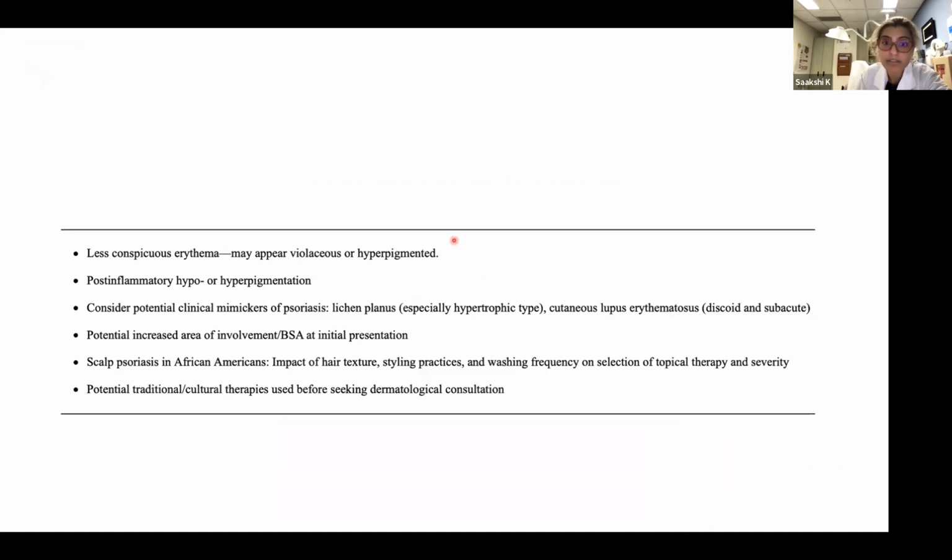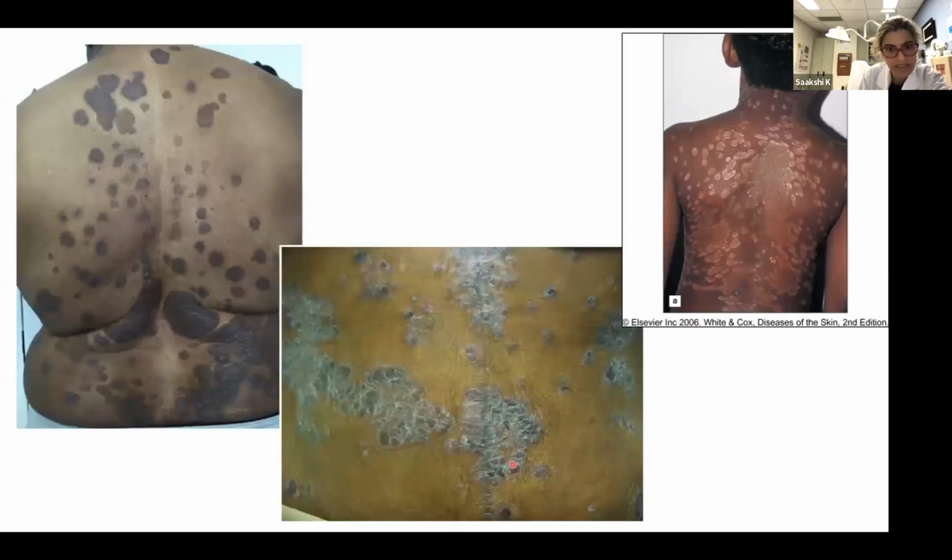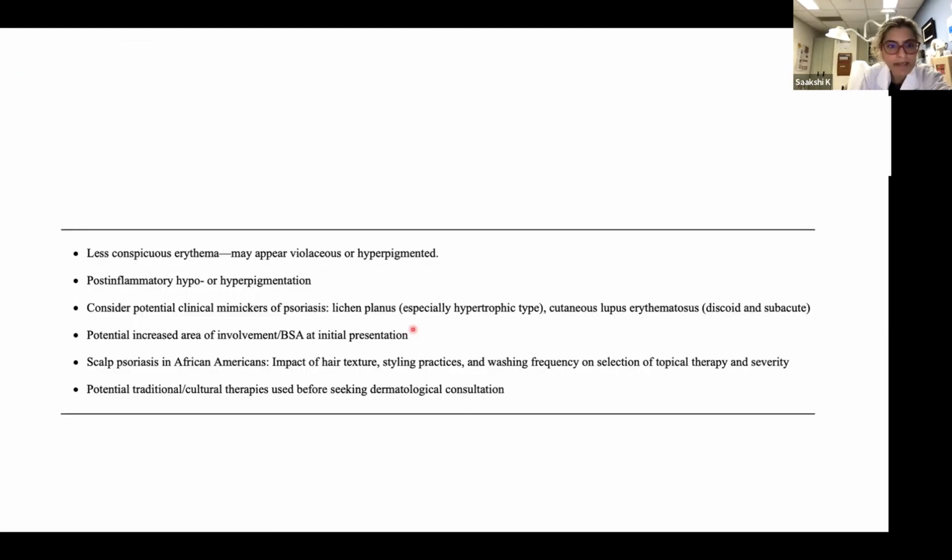Like I said, in skin of color or darker skin types, there is less conspicuous erythema. Lesions can be hyperpigmented, which means they are dark, or they can even be purplish. So here there's a little purplish hue to this lesion. And then certainly patients tend to have a lot of post-inflammatory hypopigmentation or hyperpigmentation, which means that as the lesions heal, they either heal with a darker patch or a lighter patch. That's commonly seen in darker skin types. And then it can look like anything, like lichen planus or cutaneous lupus. So unless it's obviously clear to me, I do sometimes do a biopsy just to reconfirm my clinical suspicion and rule other things out.